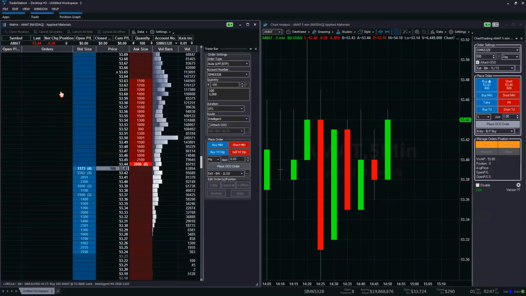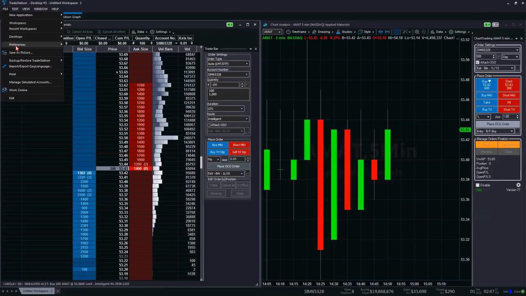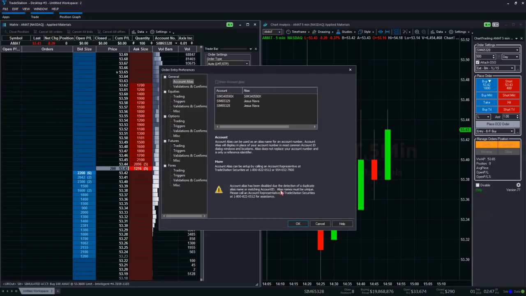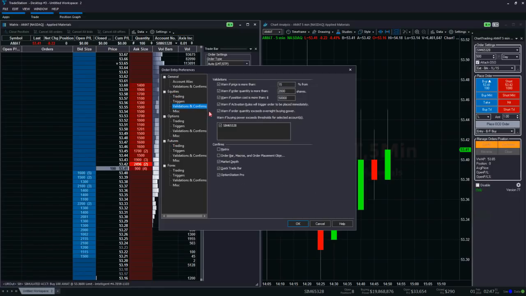If I want to turn confirmations on, let me show you the menu way, so that way you always remember what to do. Go to the File menu, Preferences, and there's an option here for Order Entry. File, Preferences, Order Entry. And this applies to every window or every order entry in TradeStation. It's divided in asset classes: equities, options, and futures. So for equities, I have a section for validations and confirms.